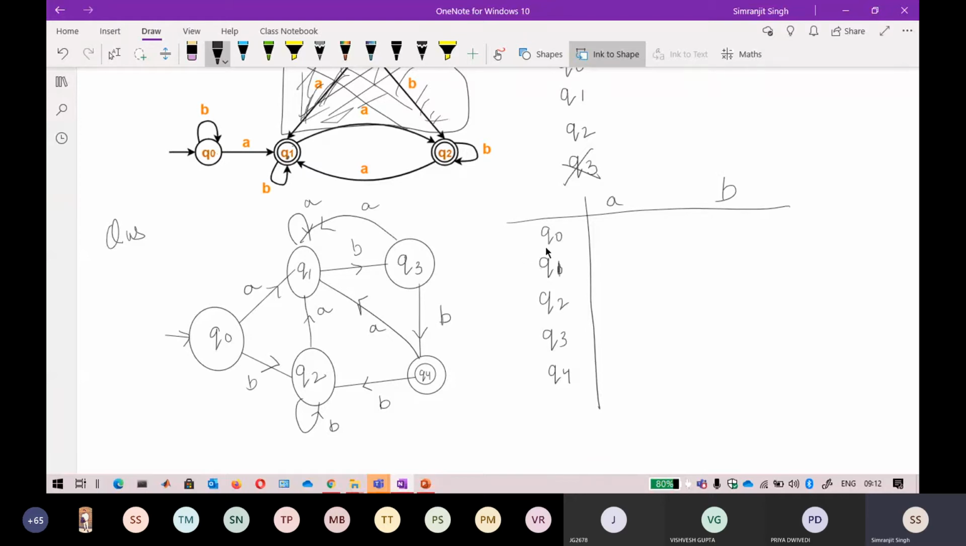So Q0, on getting an input of A, goes towards Q1, and on B it goes towards Q2. Q1, on getting an input of A, goes towards Q1, and on B it goes towards Q3. Q2, on getting an input of A, goes towards Q1, and on B it goes towards Q2. Q3, on getting an input, goes towards Q1 and towards Q4. Q4 goes towards Q1 and towards Q2. So you know the initial state is this and the final state is this.